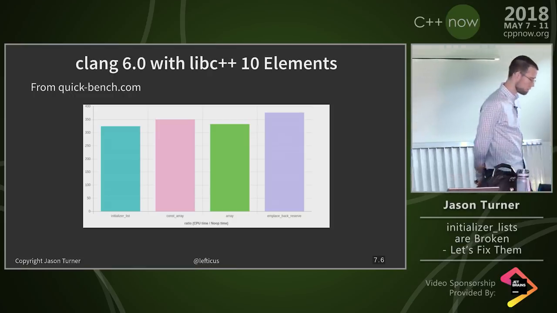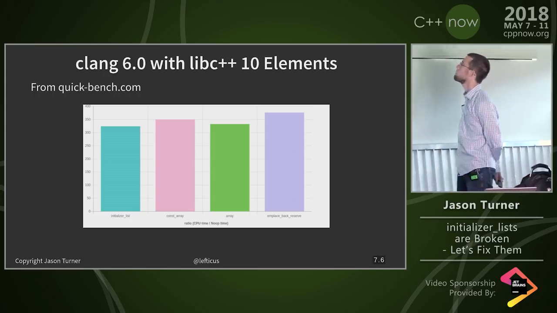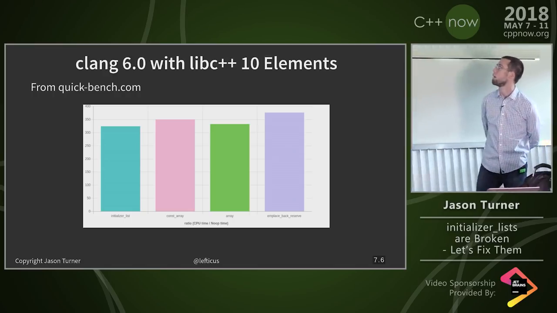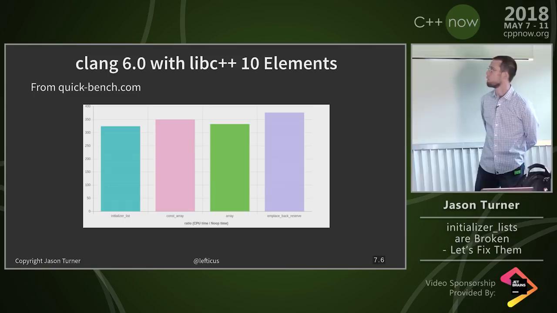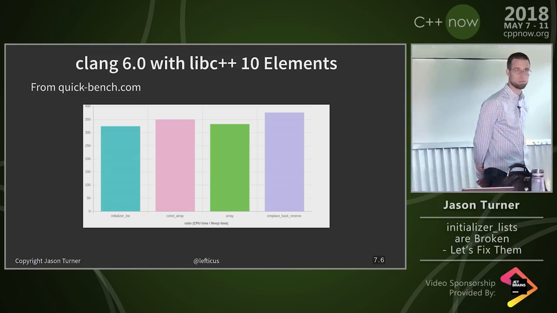This is my results. The first thing is the initializer list, and then worst performance is my const array version of it, and then worse performance is my non-const array, and then even worse performance is my in place back with reserve.